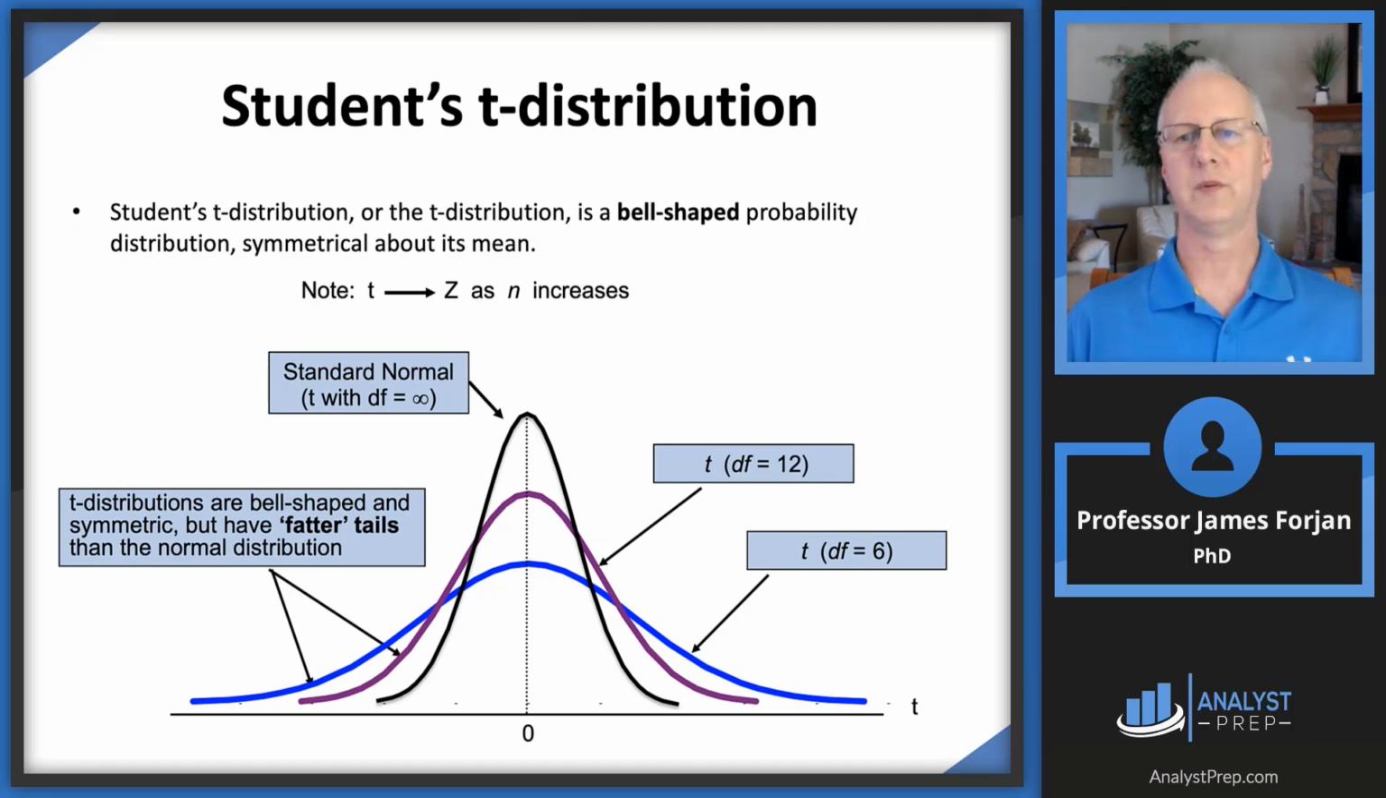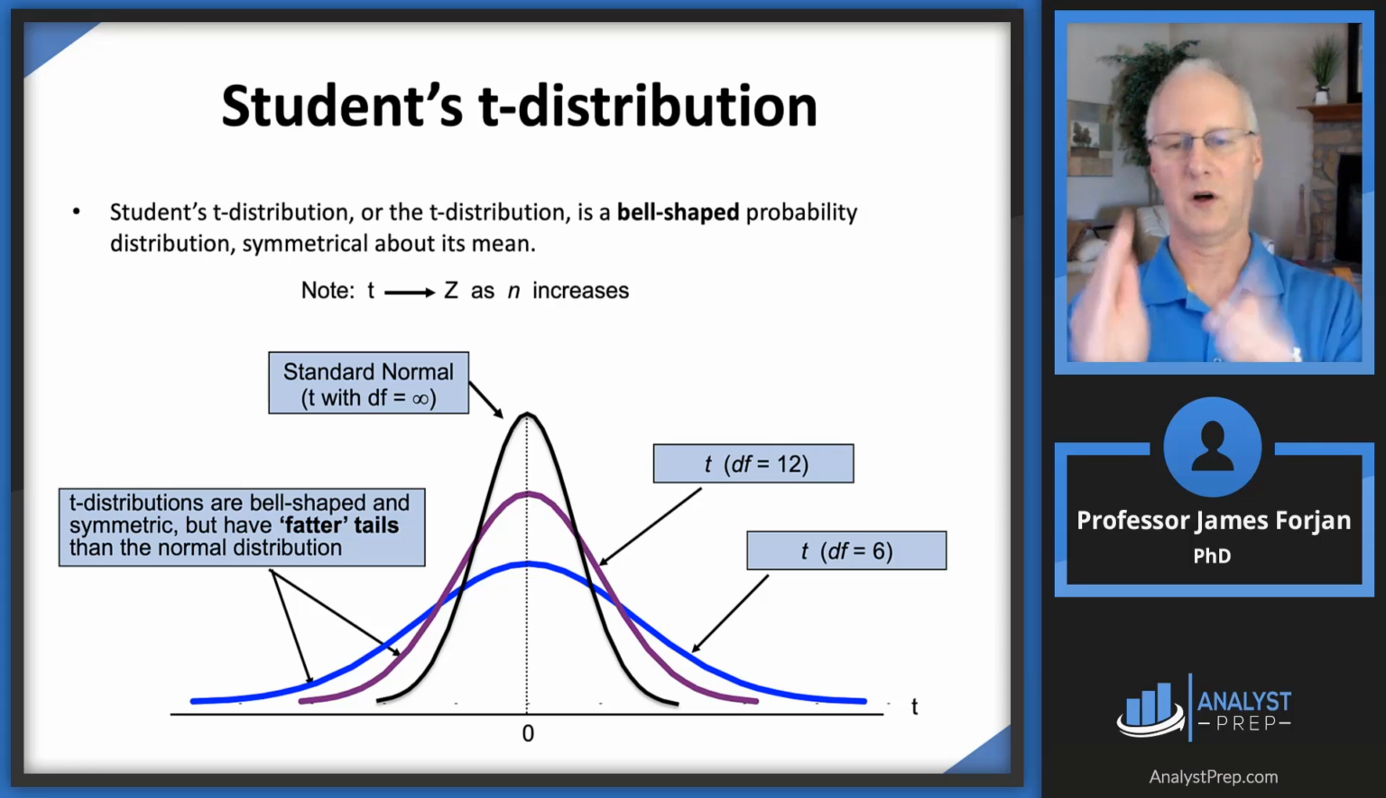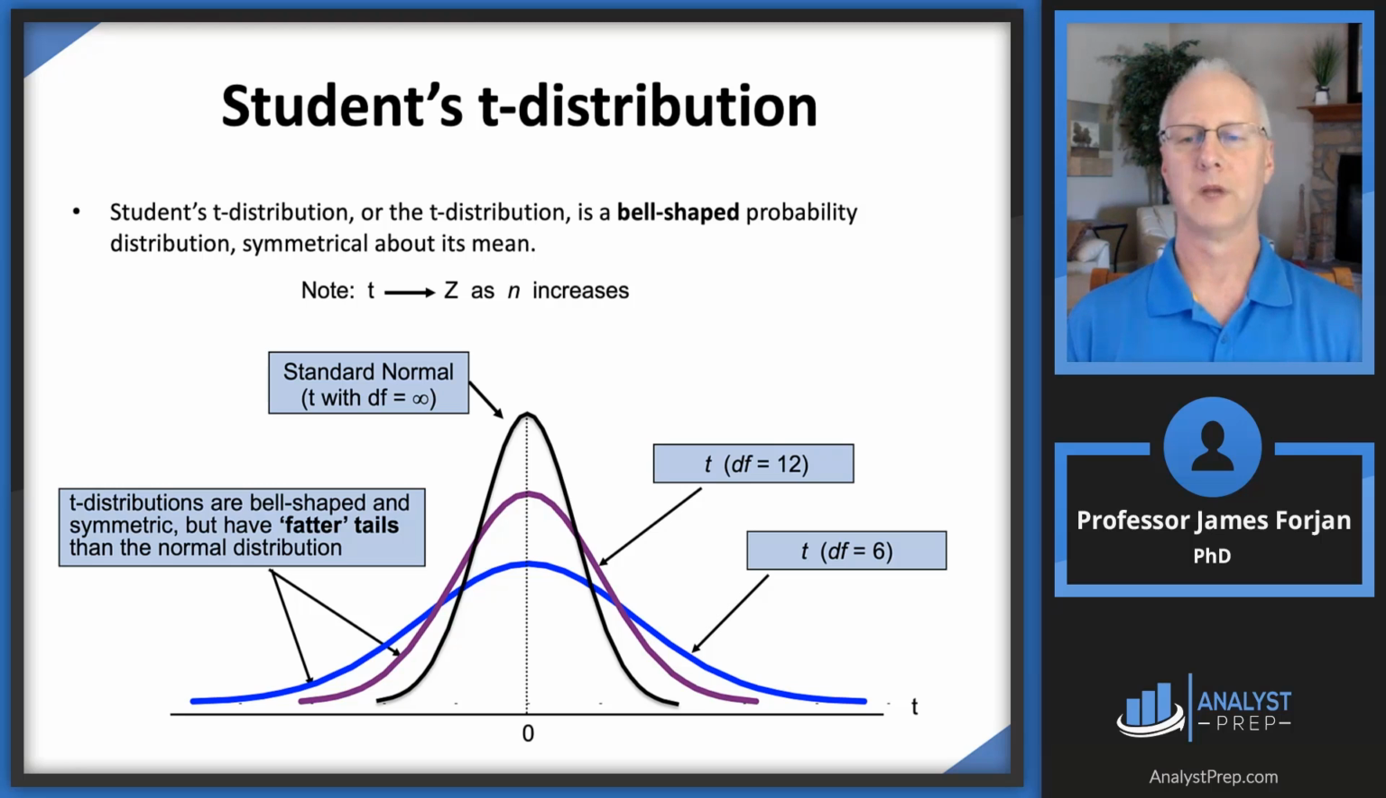Now, the t distribution has lots and lots of similarities to the z distribution. I mean, it is symmetric. But sometimes it's tall and thin, and sometimes it's wider than the normal distribution.